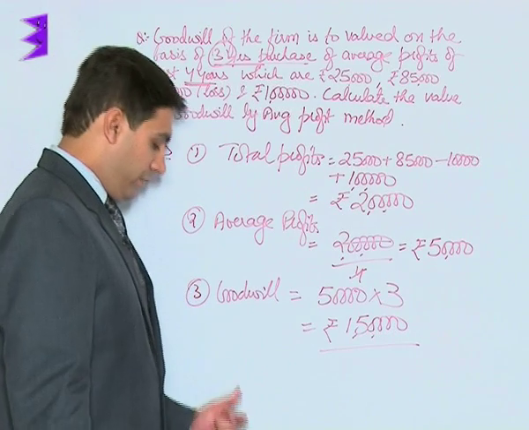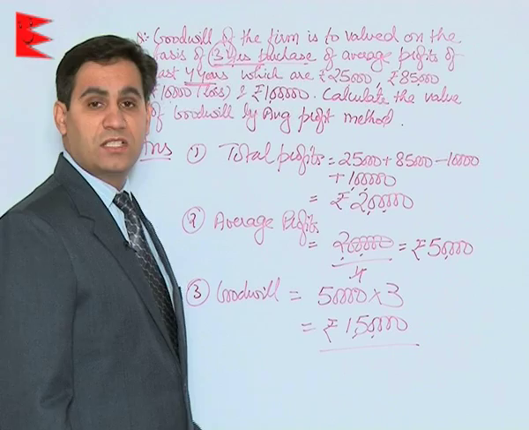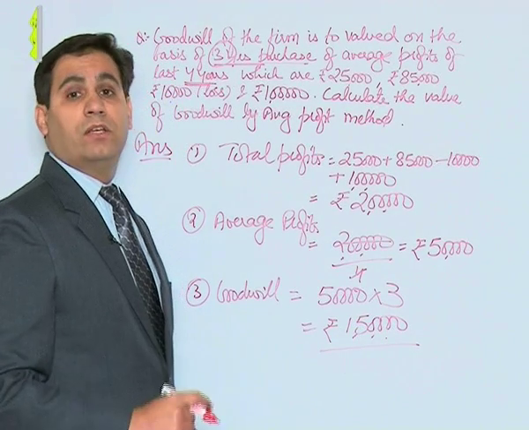The last step, we will calculate goodwill. Goodwill would be average profits into years of purchase, which are 3. So multiplying it, we get a value of goodwill as 1,50,000.